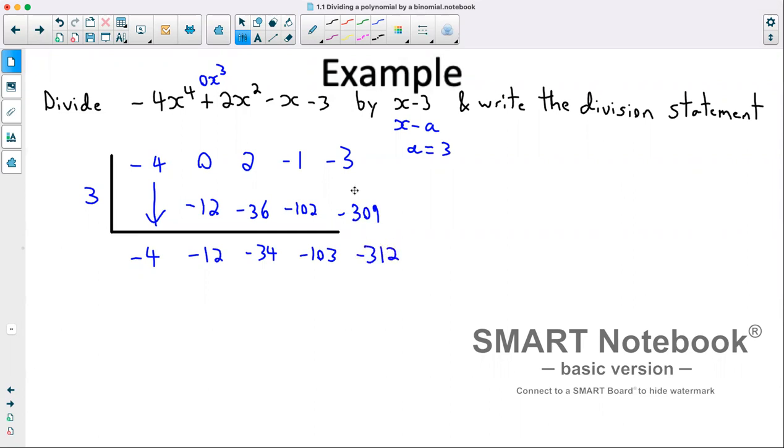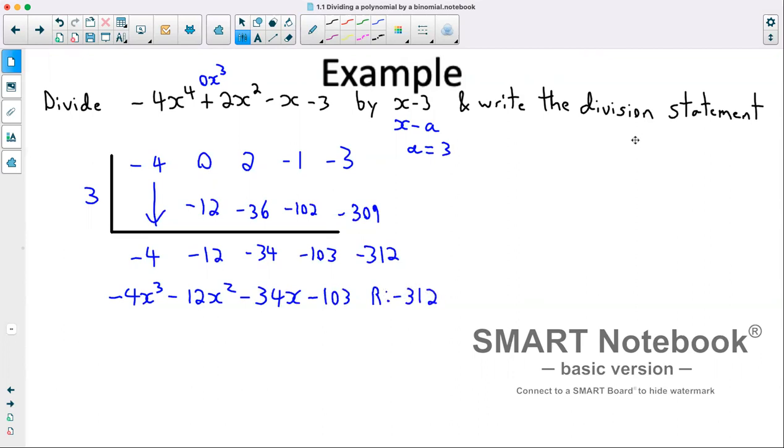So if I wanted to work from this way to this way, because this is x to the power 4, we know this is our x cubed. So we've got -4x cubed minus 12x squared minus 34x minus 103 with a remainder of -312.